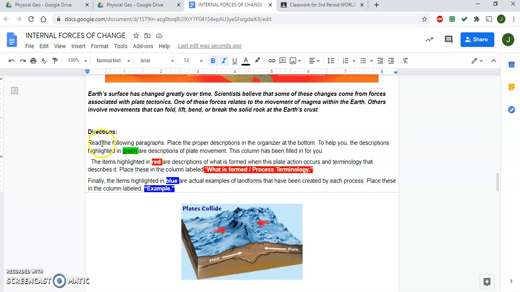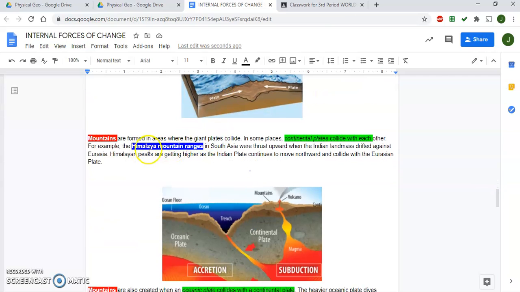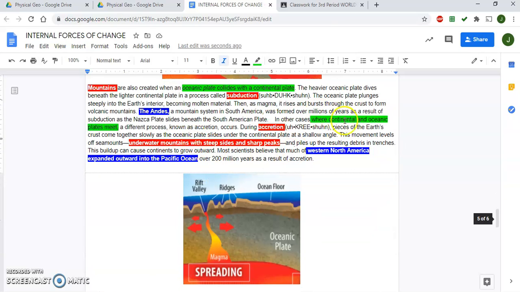In order to do this, here are the directions: read the following paragraphs, place the proper descriptions in the organizer at the bottom. To help you, the descriptions highlighted in green are plate movements. So this column has been filled in for you. Everything in green that I put are plate movements. So you see continental plates collide with each other. There's a couple where oceanic and continental plates come together right here and right here.